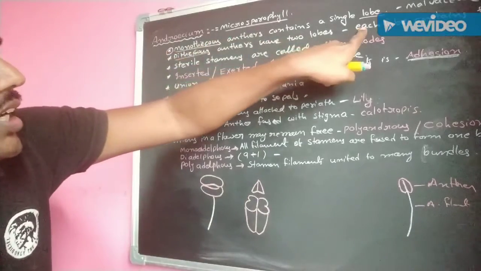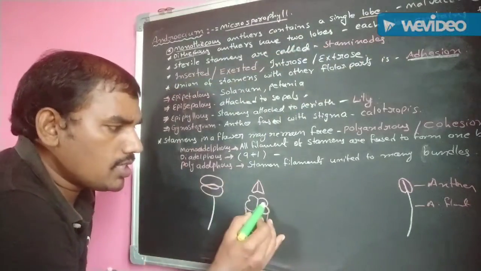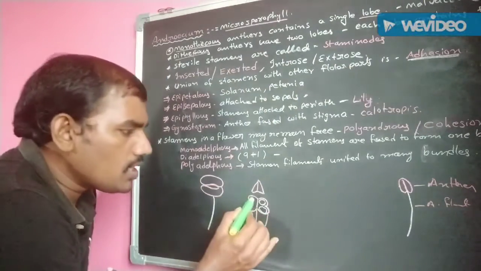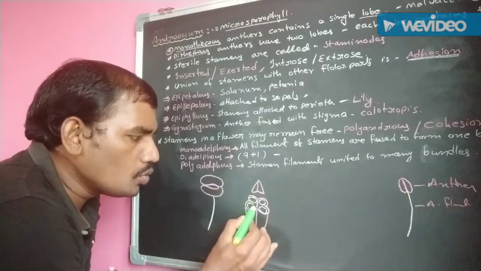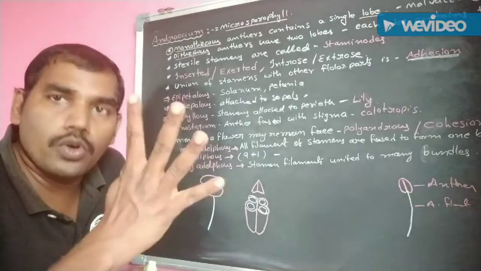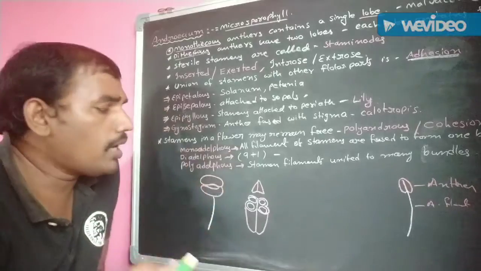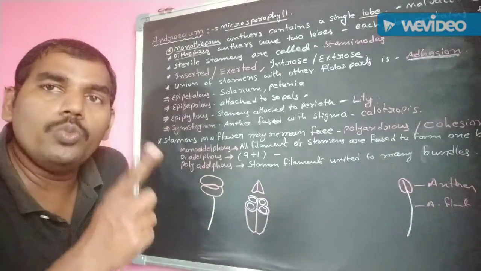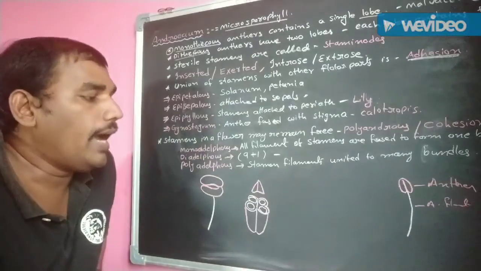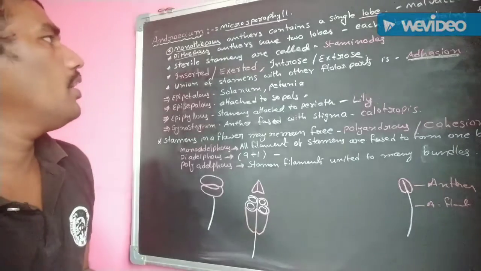But each theca, each loop, contains two pollen sacs. This theca consists of two pollen sacs, and this theca also consists of two pollen sacs. How many pollen sacs are present in a dithecous anther? Four. How many pollen sacs are present in a monothecous anther? Two, because in a monothecous anther only one loop is present. A dithecous anther consists of two loops, and each loop has two pollen sacs.